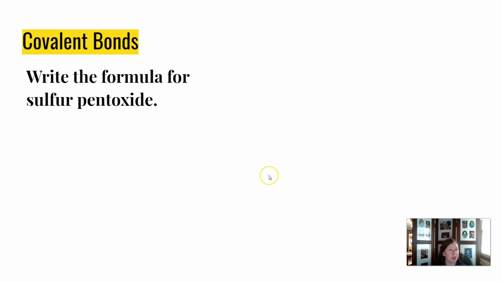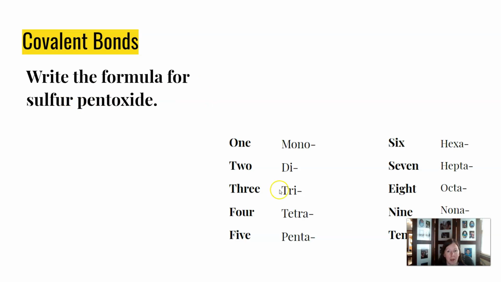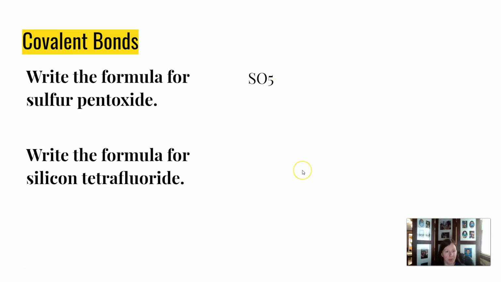Okay, so the first thing we're going to do is try formulas. It says write the formula for sulfur pentoxide. So we see that we have sulfur, and if we look at the periodic table, we know that the symbol is S, and then pentoxide. Okay, let's look at our chart. Penta is 5. So we have 1 sulfur and 5 oxygen. Okay, so our formula would be, we write our S, and then we're going to have 5 oxygen. Okay, so 1 sulfur, 5 oxygen, just as it's written. So these are fairly easy.